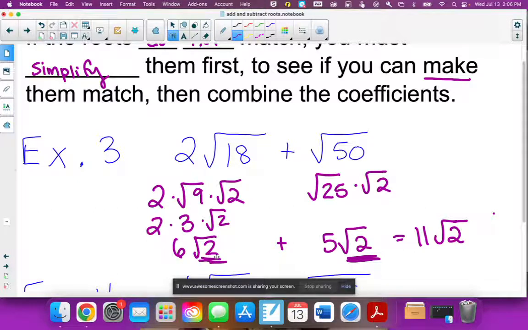Okay, so whatever you get when you simplify the first one, that's probably what you're going to get when you simplify the second one. So it's kind of like a little hint. If the first one has a square root of 2, then you know that the last one needs to have a square root of 2. So it kind of makes it a little bit easier to figure out what the numbers are going to be.